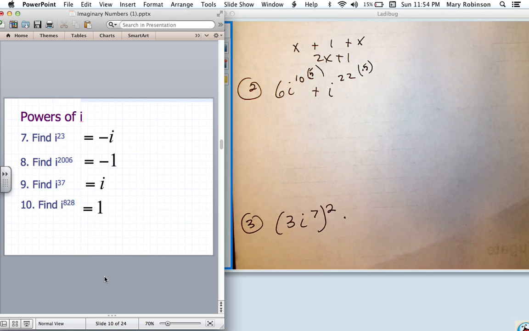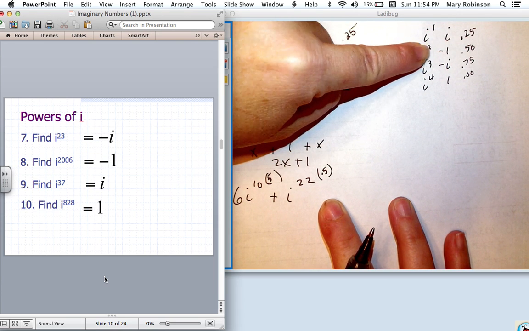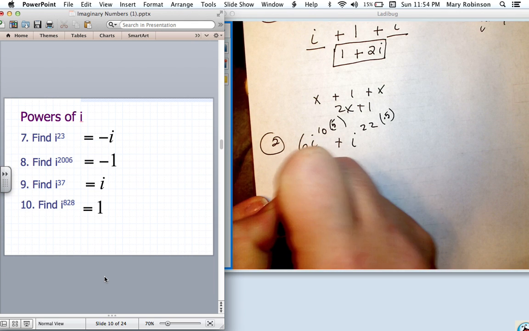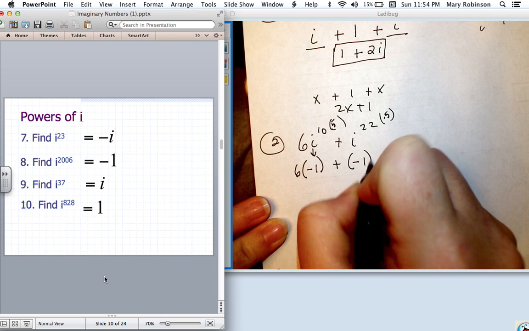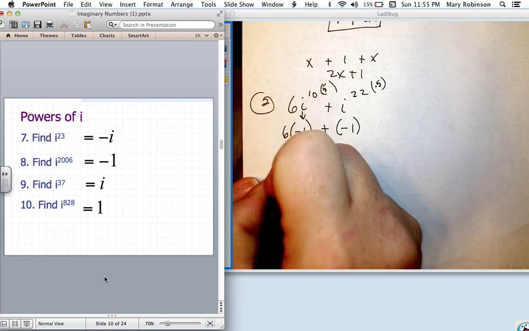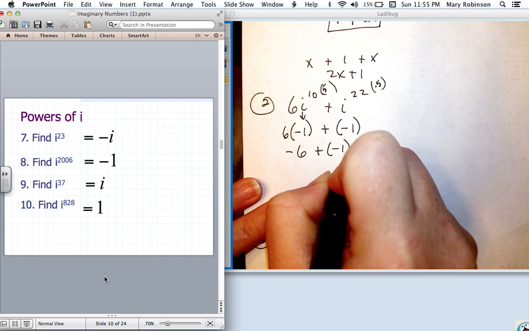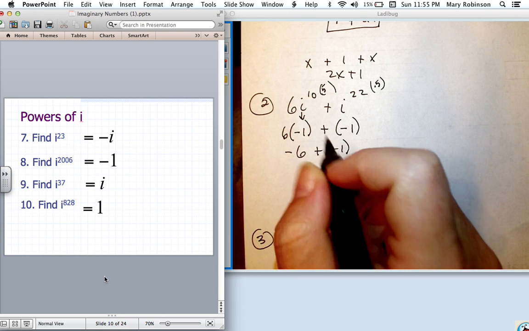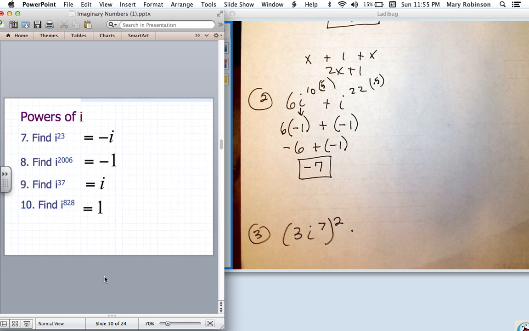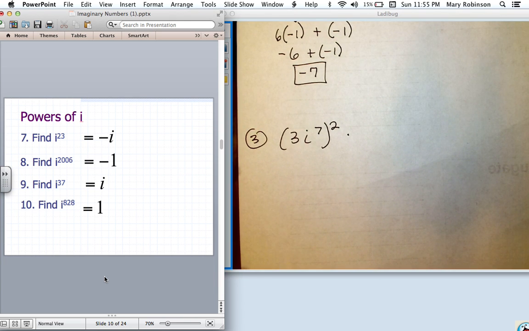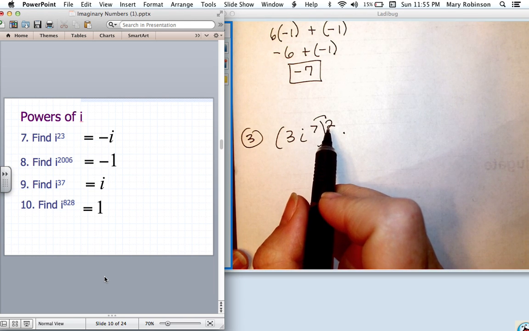So because I got 0.5, I'll look back here at my chart. 0.5 here means that my value is negative 1. So this means I have 6 times negative 1 plus negative 1. And then it's just a matter of simplifying. So this is negative 6 plus negative 1, or you can think of it as negative 6 minus 1, which is negative 7. And we're through.